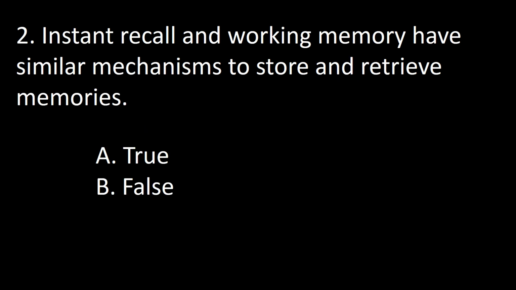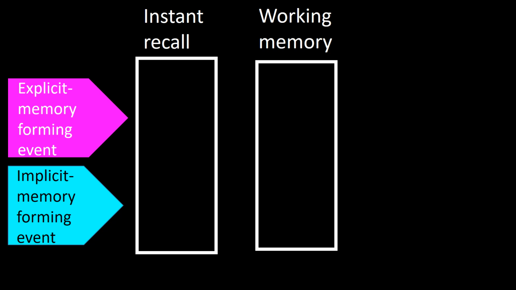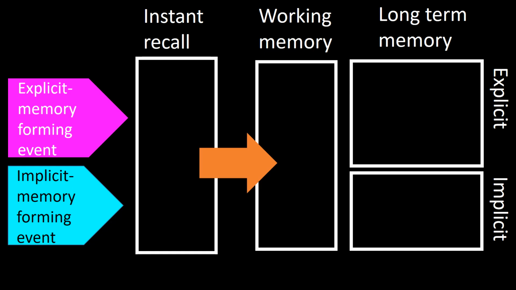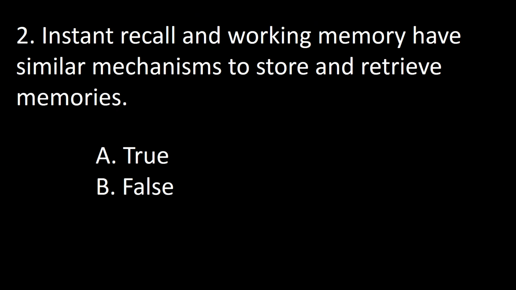Next question. Instant recall and working memory have similar mechanisms to store and retrieve memories. A, true. B, false. Regardless of the nature of an event, whether an explicit memory forming event, such as getting accepted to medical school, or an implicit memory forming event, such as learning all the anatomy you need for this course, the first step in memory making, instant recall and working memory, has similar mechanisms for recording and retrieving information. These mechanisms are housed at the unimodal or heteromodal association cerebral cortices. Most authors I have read believe that information instantly recalled must go to working memory before becoming long-term explicit or implicit memories. And again, be brought back to working memory so they can be expressed or displayed. So the answer to this question is true.